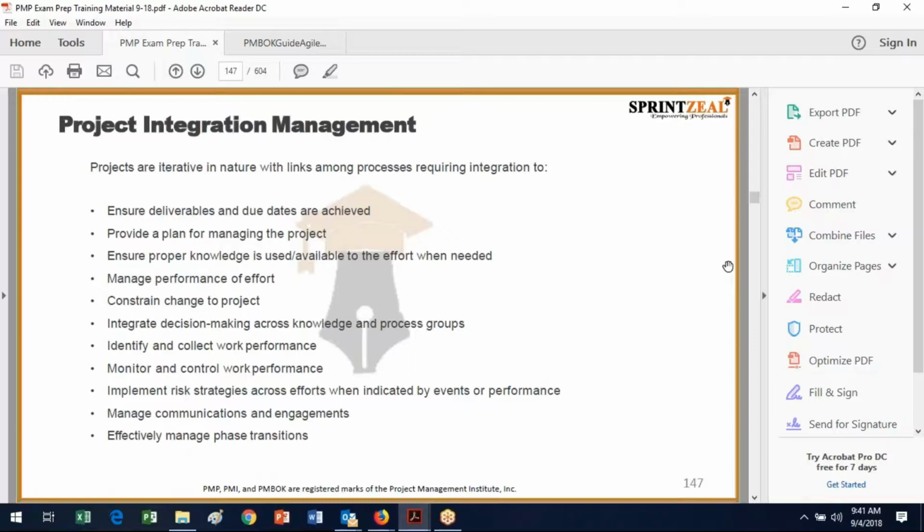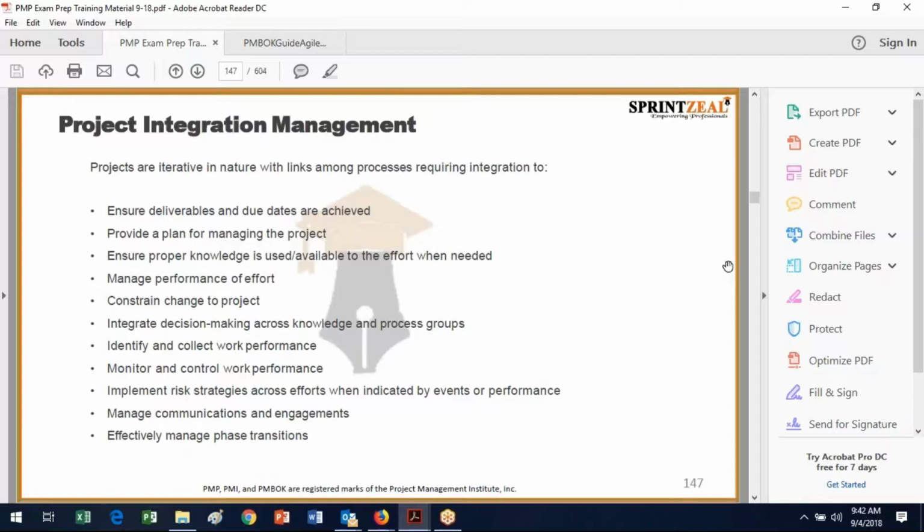You want to manage your performance of effort. You want to constrain change to the project, which doesn't mean you have to say no change, but you want to be very measured in the integration of changes. Again, you want to have decision making across the knowledge and process groups integrated so everyone has the same basis of information. You want to identify and collect work performance data, because remember, we use that raw data to turn it into information and reports, as well as to monitor and control.